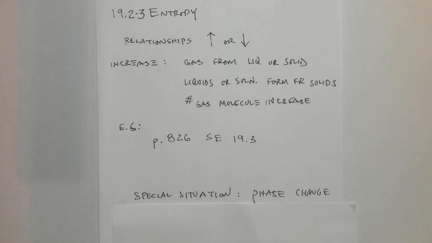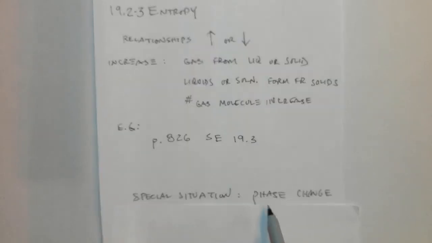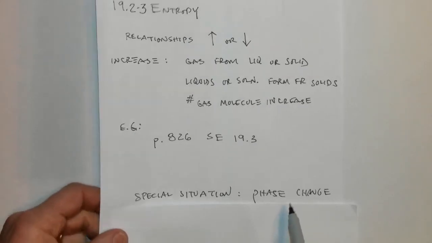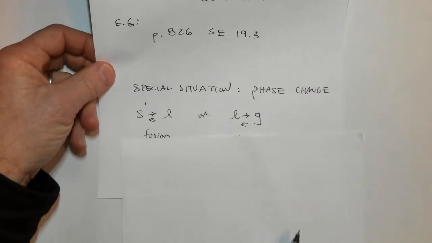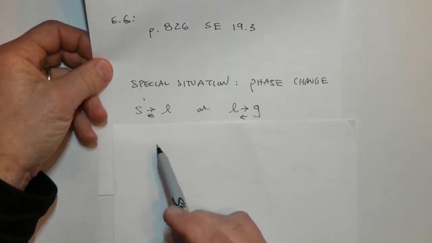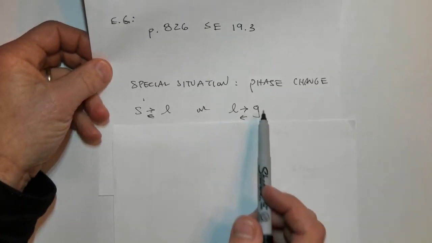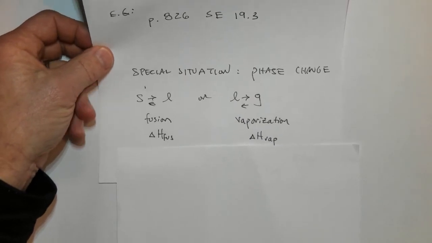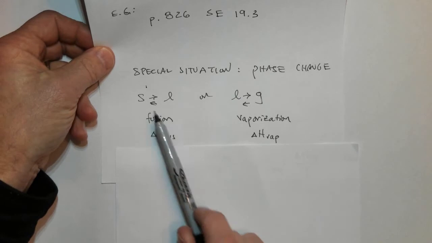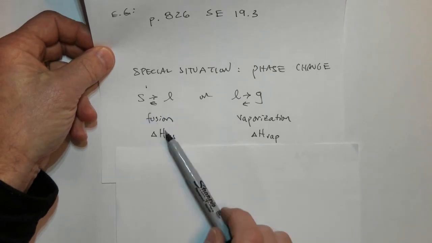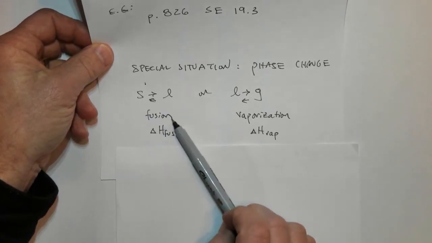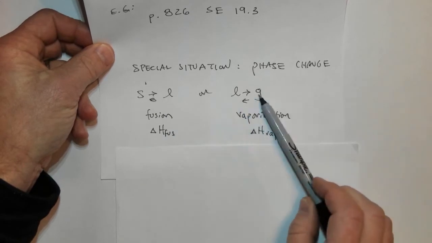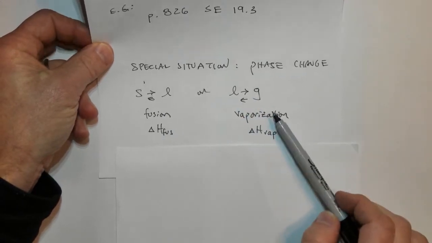Let's continue our look at entropy by looking at a special situation when we have phase changes. We can actually numerically calculate the entropy for a phase change of solid to liquid or liquid to gas or gas to liquid or vice versa. These special phase changes have names. Solid to liquid or liquid to solid is called the fusion change, and liquid to gas or gas to liquid is called the vaporization change.